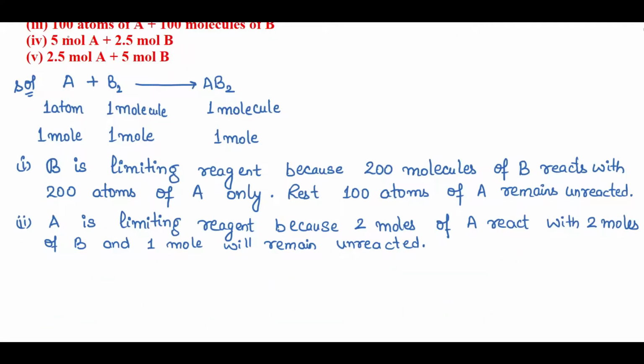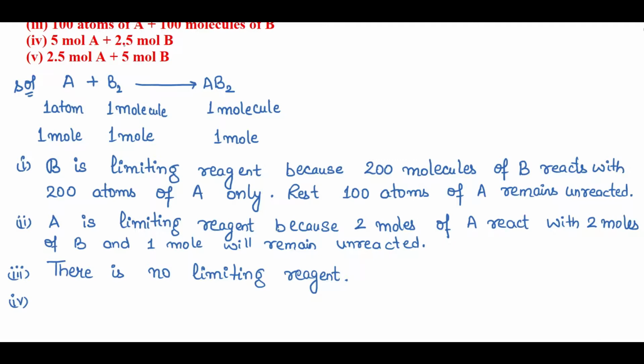Let's see the third problem. 100 atoms of A reacts with 100 molecules of B. Now here you can see the reaction. One atom is reacting with one molecule. That means 100 atoms automatically react with 100 molecules of B, right? So in third problem, there is no limiting reagent. Right? Now let's see the fourth problem.